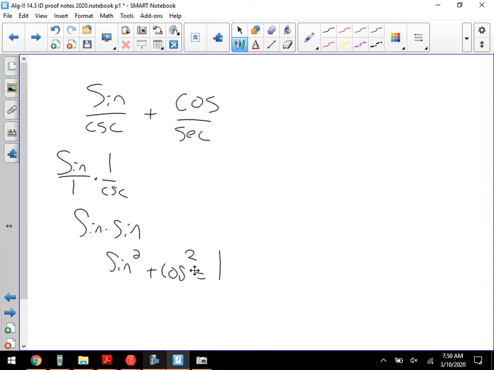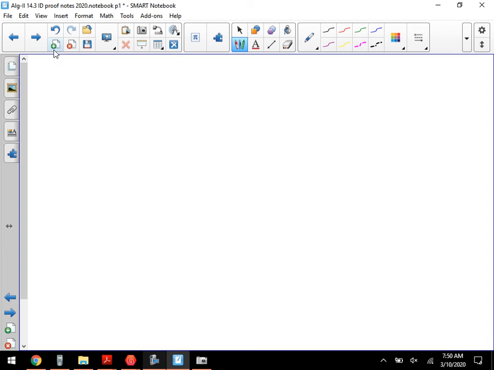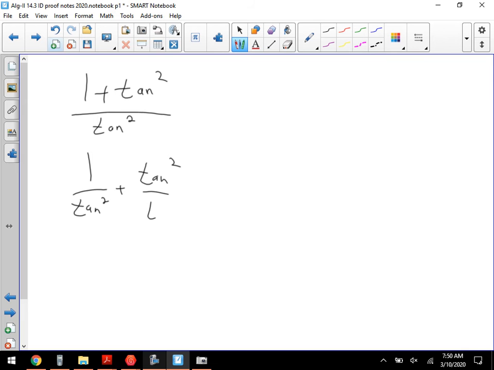13 is the style that you'd split into two fractions. I know that 1 plus tangent squared is secant squared, but I also see this real quick that I can do 1 over tangent squared plus tangent squared over tangent squared. I get cotangent squared plus 1, which is cosecant squared.